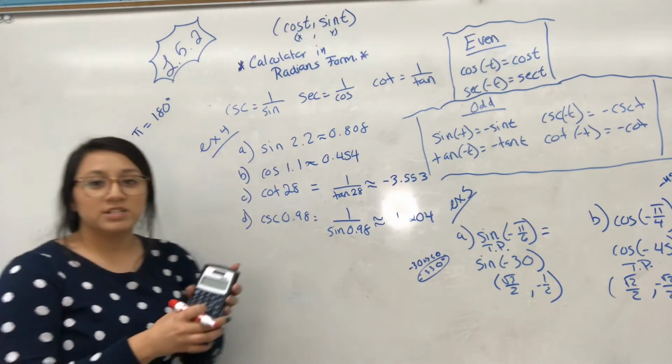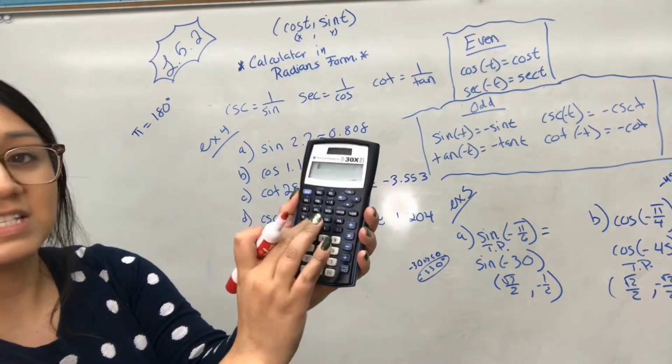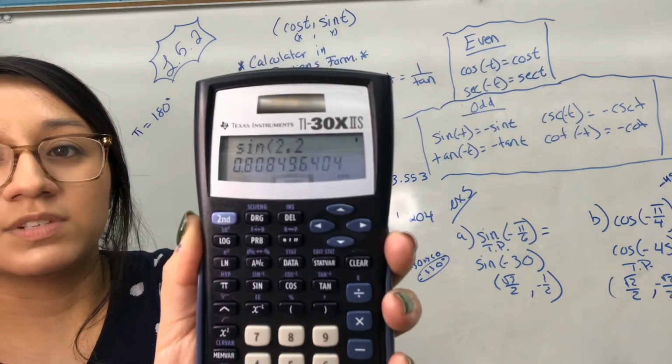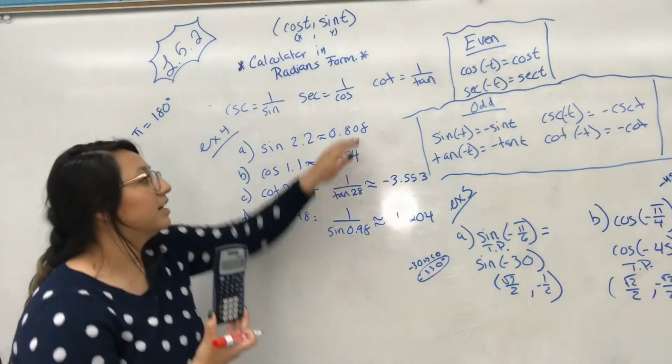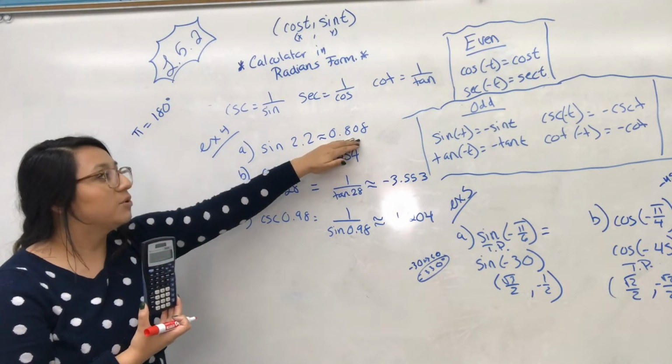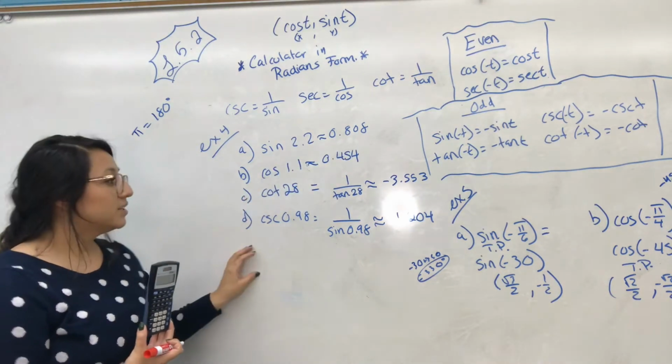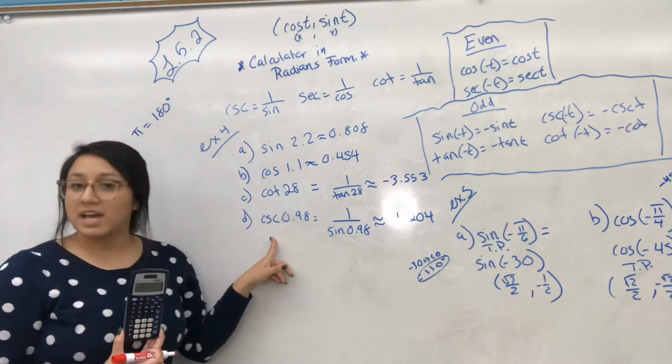So here, example 4. The sine of 2.2, all you're doing is just putting the sine of 2.2 equals, and you have all those numbers. I'm rounding to the 3 places. I have 0.808. You do the same thing with cosine. The last 2 examples are cotangent and cosecant. You can't put that in the calculator.